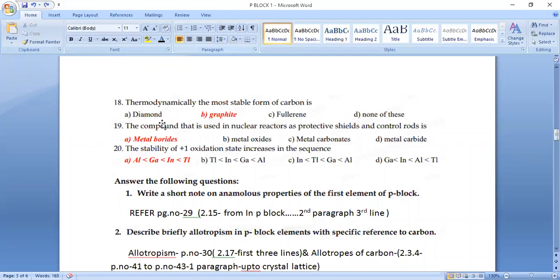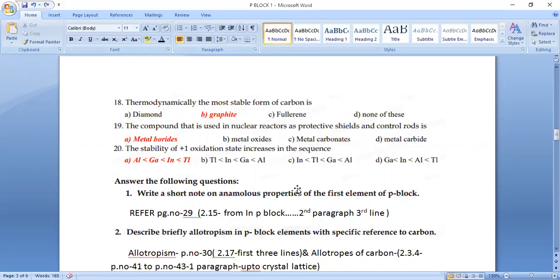So the stability of +1 oxidation state increases in the sequence. So here Tl is thallium, In is indium, Ga is gallium and Al is aluminium. So next, answer the following questions. First one, write a short note on anomalous properties of the first element of p block.